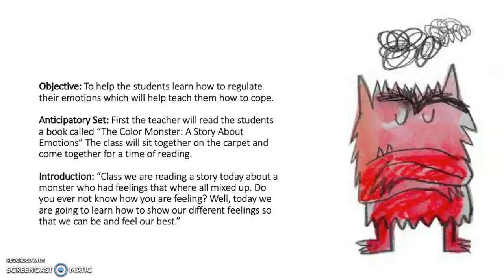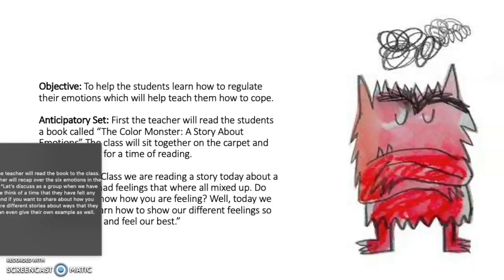The teacher will read the students the book, The Color Monster, Story of Emotions, and the class will sit together on the carpet if the teacher has one, and they'll come together for a reading time. He or she might say, "Class, we're reading a story today about a monster who had feelings that were all mixed up. Do you ever feel like you don't know how you're feeling? Today we're going to learn about different feelings so we can feel our best."